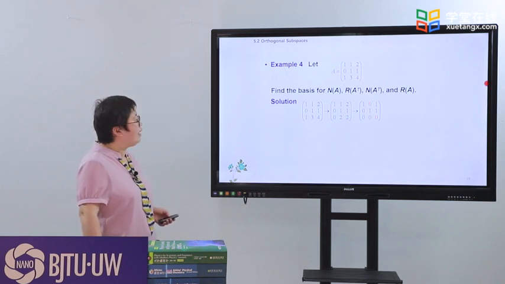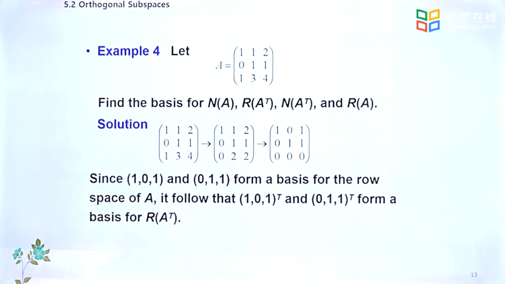Since from this reduced row echelon form, we know (1, 0, 1) and (0, 1, 1) form a basis for the row space of A. It follows that the vector (1, 0, 1) as a column vector and the column vector (0, 1, 1) form a basis for the range of A transpose.